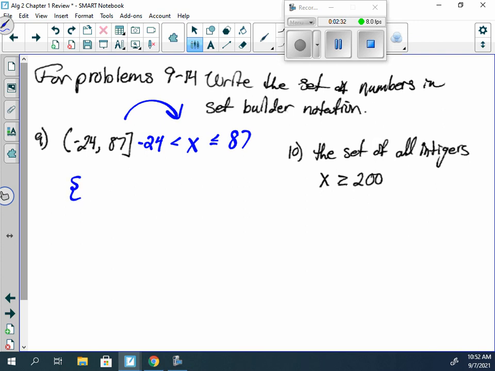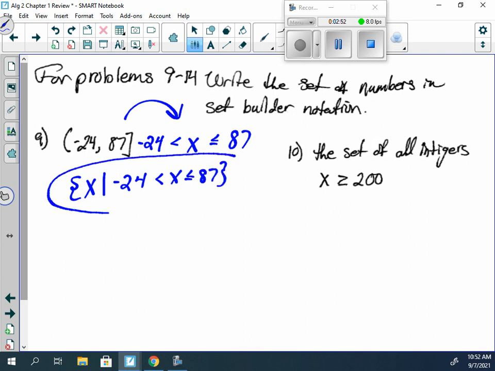Now the set builder is we'd have the set of all real numbers x, or curly bracket x bar, because since we're talking about an interval, we're talking about all real numbers. The set of all real numbers such that what? Negative 24 is less than x. Because when we write it in set builder notation, we have to have it in inequality notation. We cannot have it in interval notation. So the parentheses and brackets we cannot have. We need to write it with our less than, greater than, less than or equal to, or greater than or equal to, and our x.